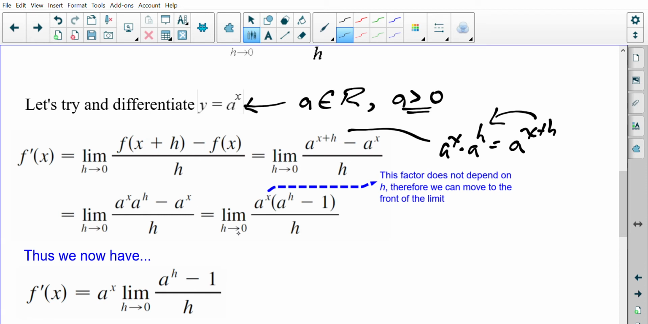Now, as h goes to 0, that's going to have no bearing on a to the x. This is the variable h, which we're going to make closer and closer to 0, which again will not affect this. So what we're now at is that f prime of x is a to the x. I just jumped that out to the front because h going to 0 has no bearing on that. So that comes out to here. And I'm going to have that multiplied by this limit over here.